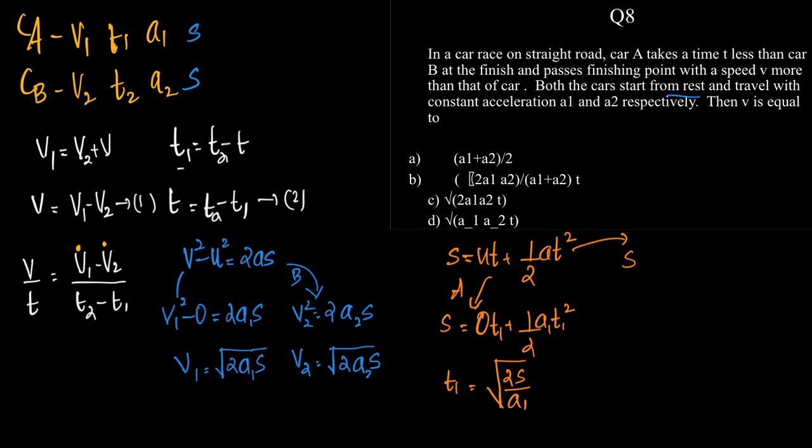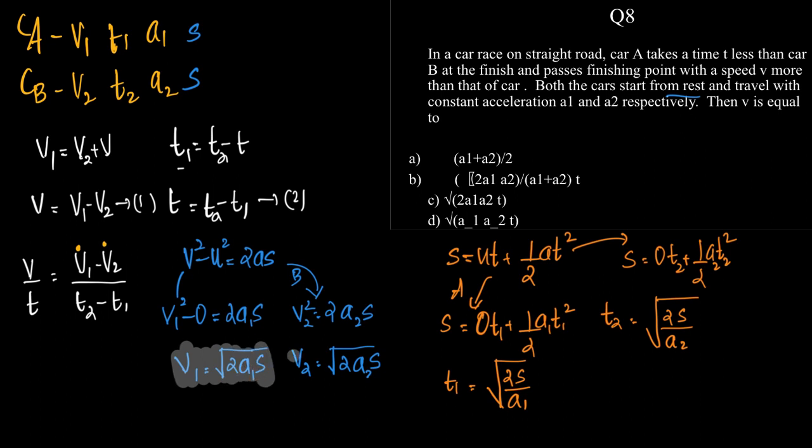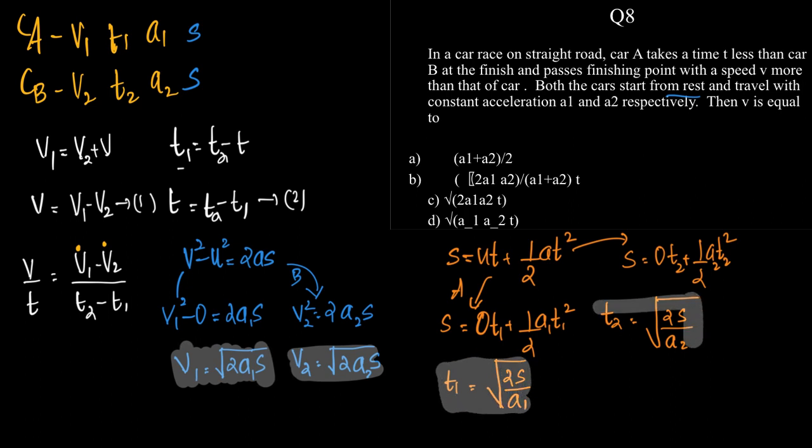For car B, S is equal to 0 into T2 plus half into A2 T2 square, which is half into A2 T2 square. So what is T2 out of this? T2 is root of 2S by A2. Okay, so now we have the value of V1, the value of V2, the value of T1, and also the value of T2.